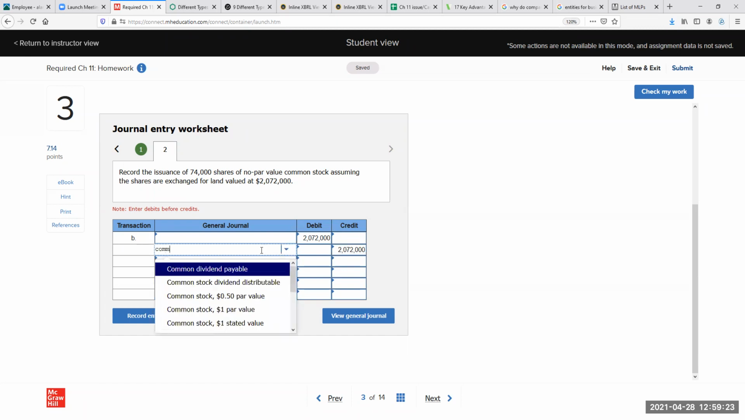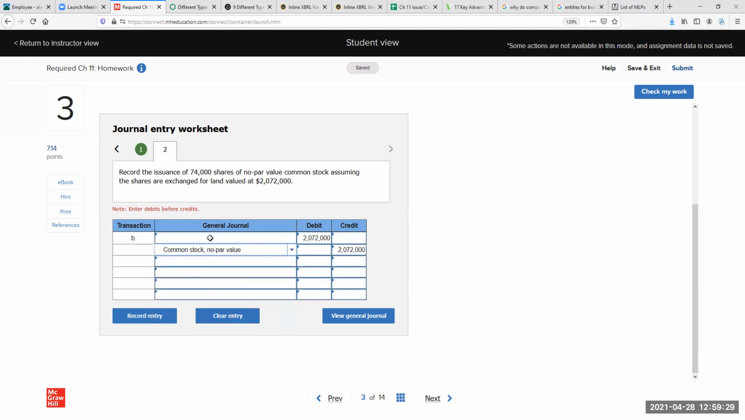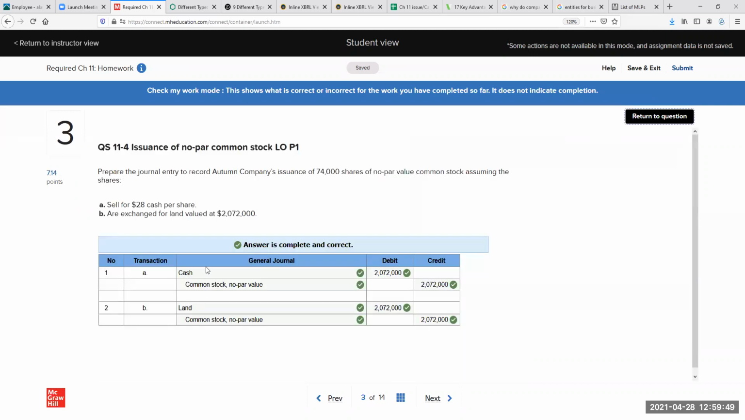So common stock, no par. Here we go. And I want you to realize that if somebody's willing to take the stock and give you their land for stock in a company, it doesn't always have to be cash. So if you have someone that wants to sell their piece of land to you in exchange for stock in that entity, you can do it. And that's why I chose this journal entry for you to practice. It doesn't have to be cash. The company could get a piece of land in exchange for their stock.